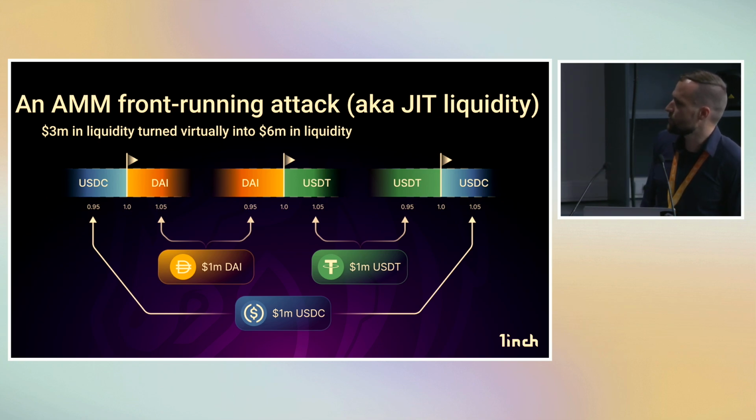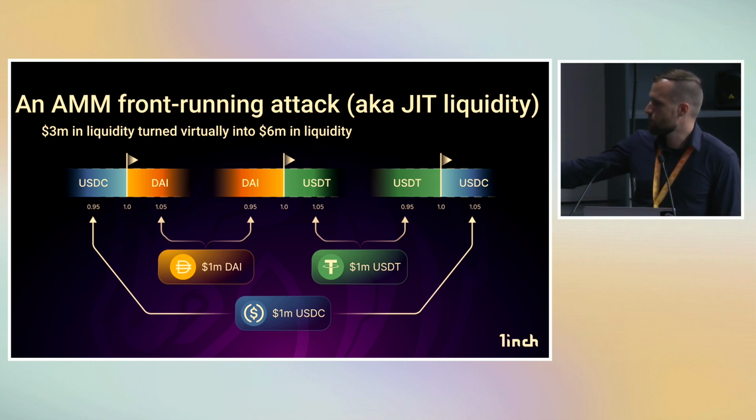So on this slide you could see, for example, a liquidity provider with 3 million of 3 different assets, DAI, USDT, and USDC, and there are 3 different pools.